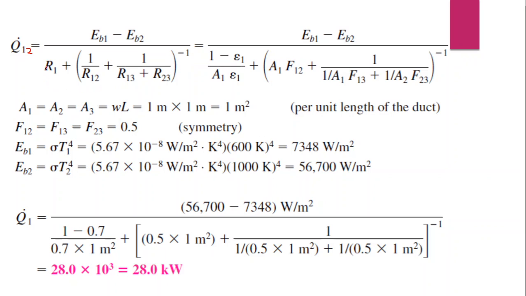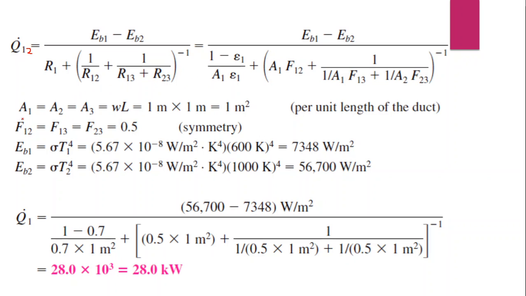So first we are going to put the value of R1. What is the value of R1? 1 minus epsilon 1 divided by A1 epsilon 1. What is this? It is nothing but the surface resistance associated with surface 1. And in the same manner we are going to find out the other resistances. A1 F12 is nothing but 1 by R12 in the same manner.